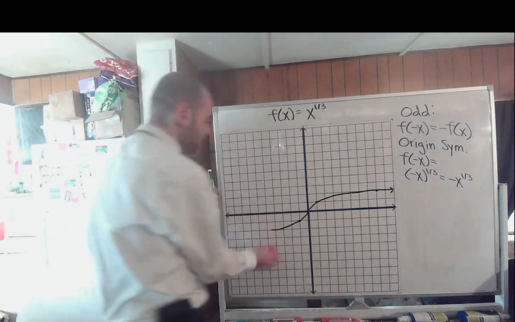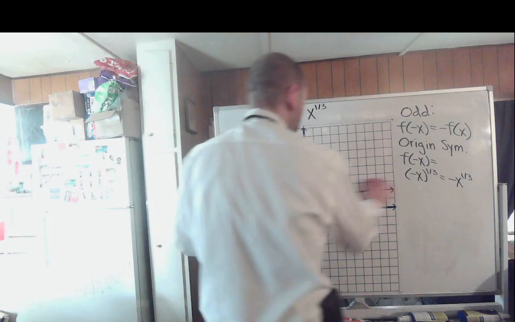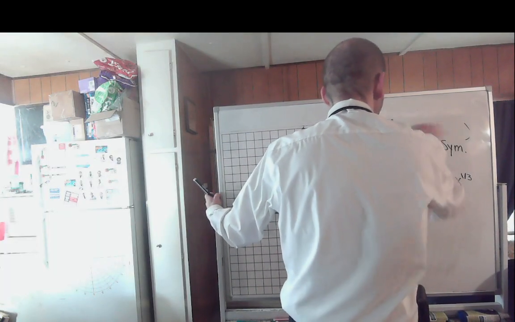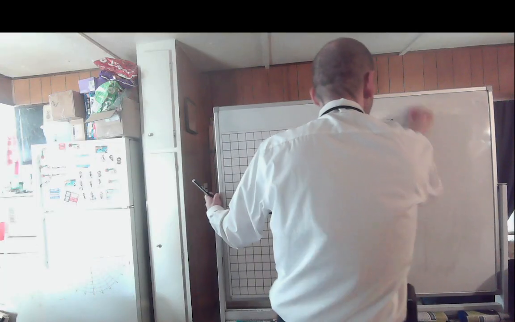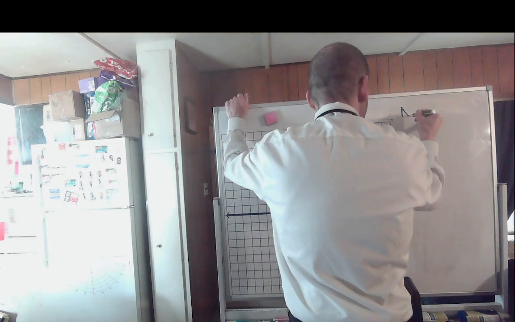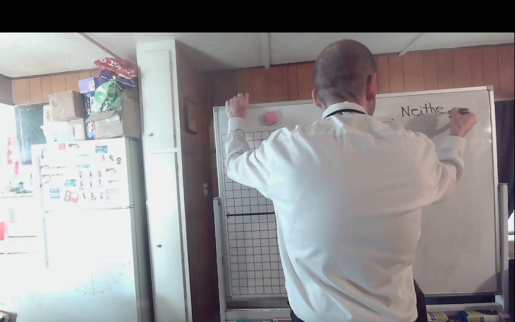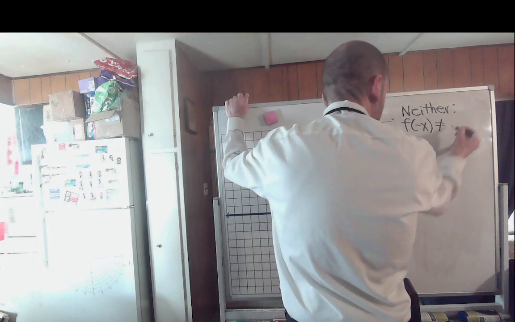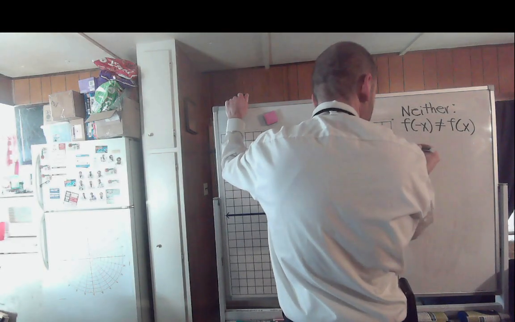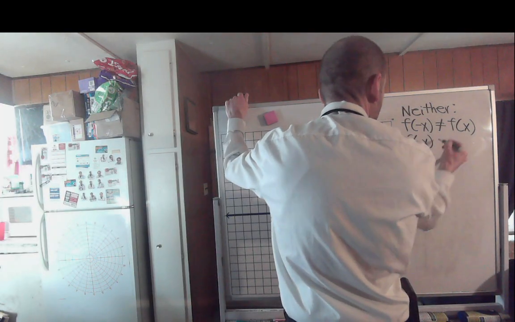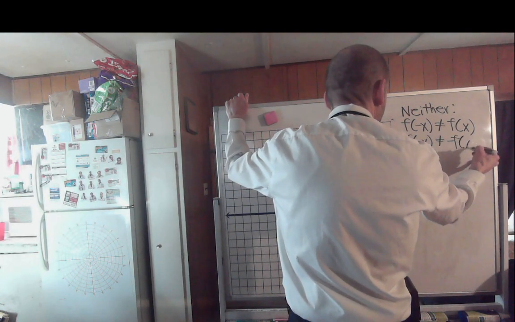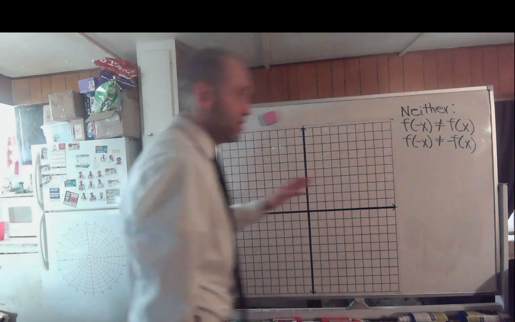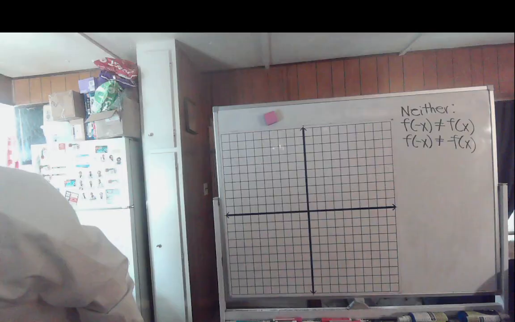Let's show you a couple of examples of neither. You will sometimes have neither. Of course, if it's neither case, that means then that f of negative x certainly does not equal f of x. It also means that f of negative x does not equal the negative of f of x. So neither of these criteria happen when it's neither even nor odd. So let's come up with an example of that.